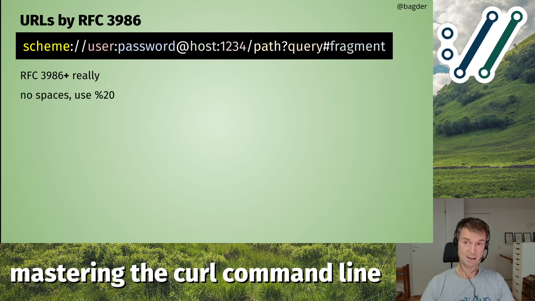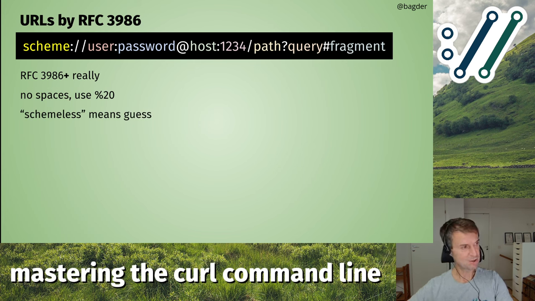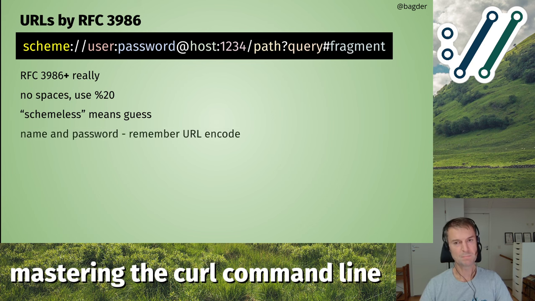Okay, so basically, for example, you don't use a space anywhere in the URL, because a URL cannot have a space, you use %20 instead. And as a special thing, curl can work with URLs without schemes. That's not really a URL anymore, because a URL has to have a scheme, but curl still supports it. So if you just provide a host name and nothing else, curl will guess what kind of scheme you meant, which usually means it guesses HTTP.